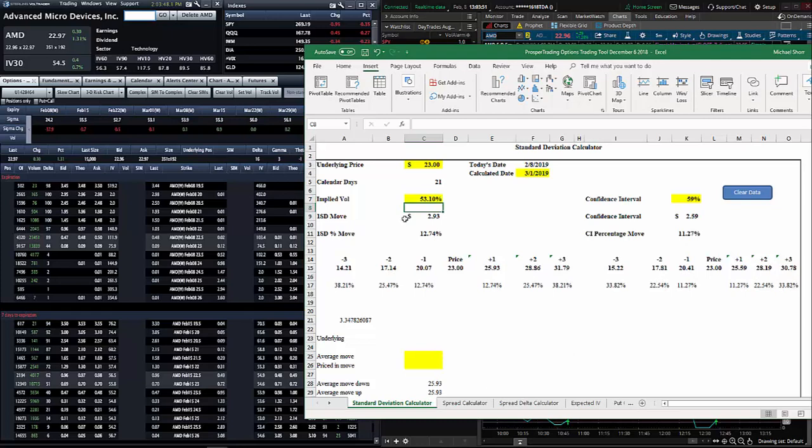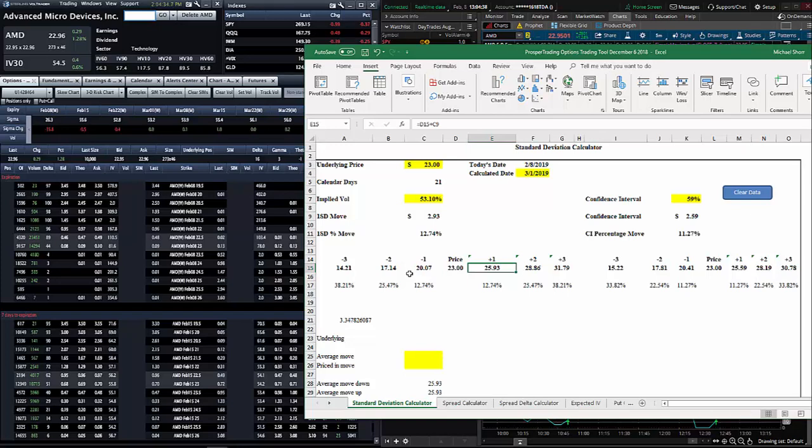It was higher about a half an hour ago when we put this signal out. Okay, so given those three pieces of information, we can get a price distribution. Over here on the left is the full standard deviation move. The standard deviation move, in dollar terms, is $2.93, which translates into 12.74%. So what this is saying is approximately 68% of the time we are going to be plus or minus 12.74% above and below $23, which translates into $20.07 to the downside and $25.93 to the upside.